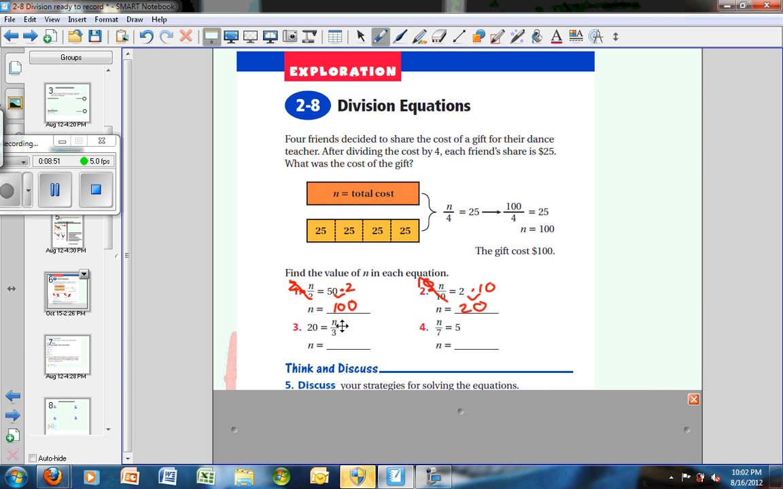We have n divided by 3. The opposite of divide by 3 is times 3. Cross it out, and then times 3 over here. n is going to be equal to 3 times 20, which is 60. n divided by 7. The opposite is times 7. Cross it out, times 7 over here. n is equal to 5 times 7, or 35.